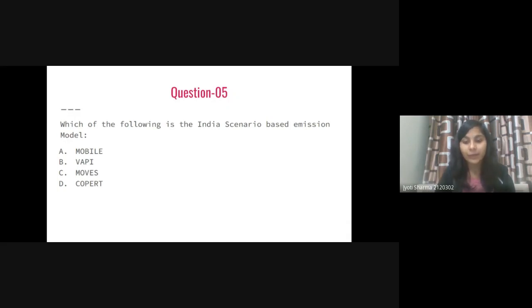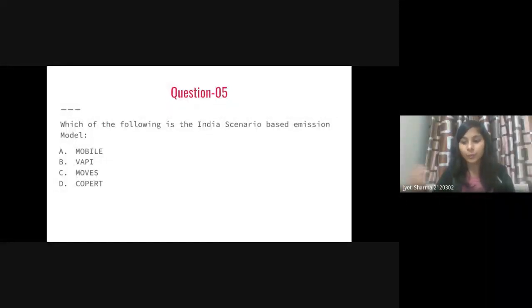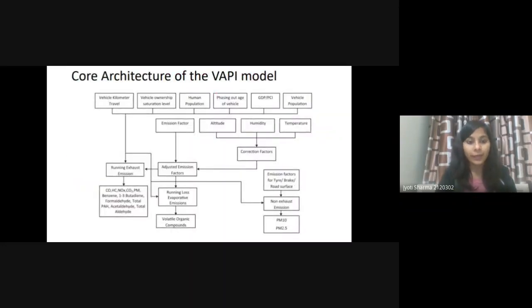So this is VAPI. IIT Kharagpur or IIT Kanpur is using that model, and it needs very little information to run. This is just an example that we can use this model for our Indian domain. So VAPI is the right answer. And here we can see what kind of data we need for the VAPI model to run. We need vehicle kilometers traveled, vehicle ownership, saturation level, and human population. We have such data in India, so based on that data, we can run the VAPI model and get the output.